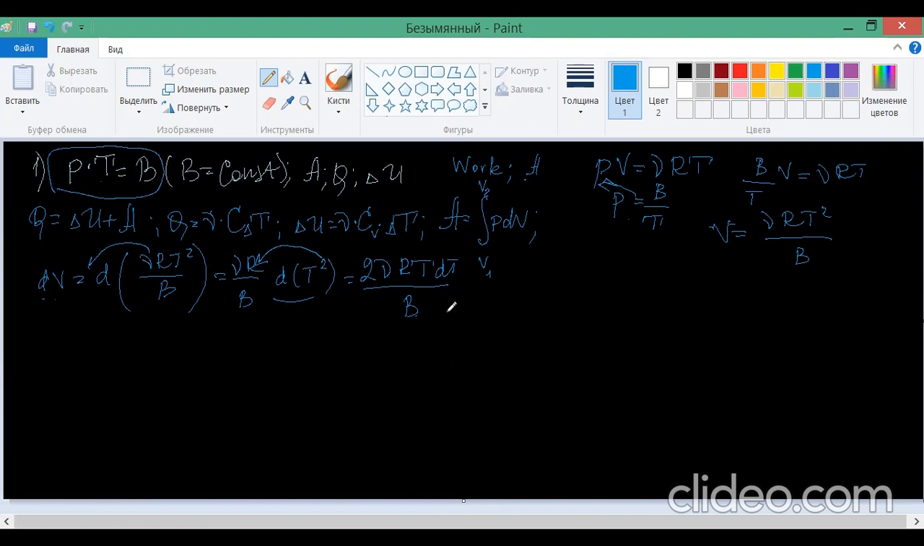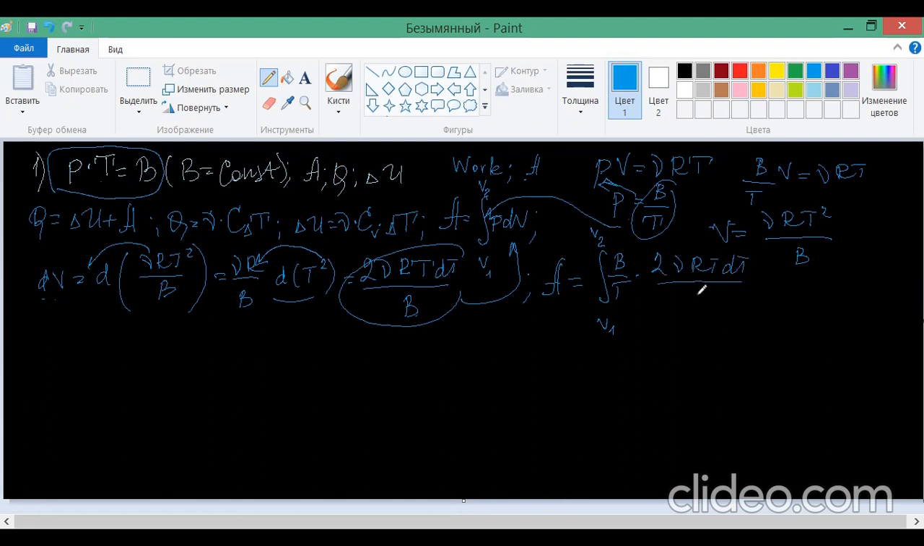For that reason, we can plug in this expression instead of dV and this instead of P. And finally, we get the following integral: the integral from V sub 1 to V sub 2 of B over T times 2 nu R T dT over B. We can simplify this fraction by reducing B over B, T over T, and finally we get 2 times nu times R, the gas constant, times the integral, and I'm sorry, not V, but T sub 1 to T sub 2, because now after the differential we got temperature, not V, of dT.